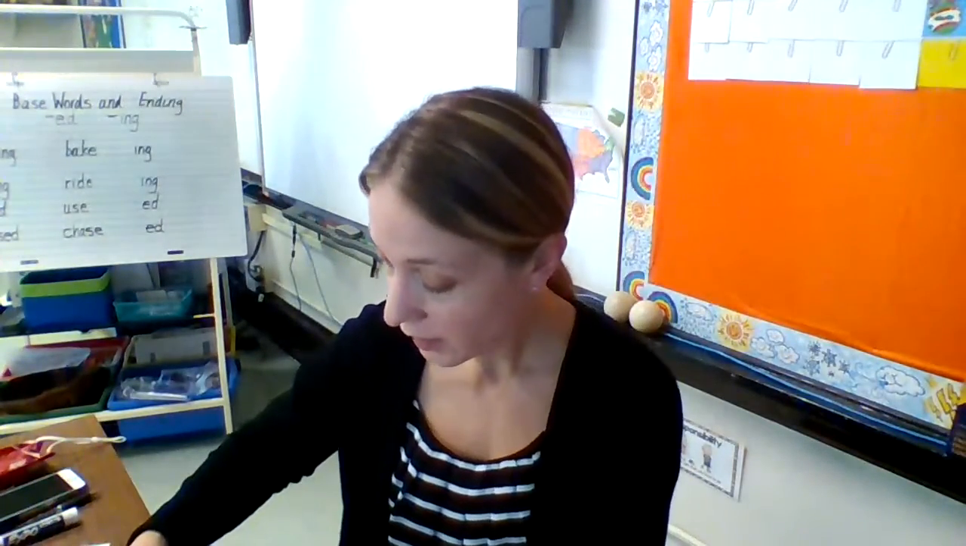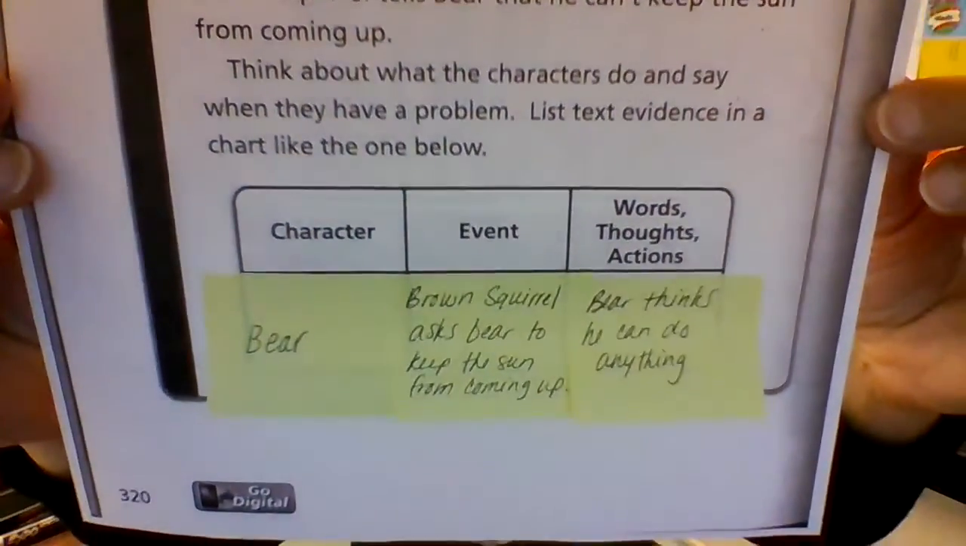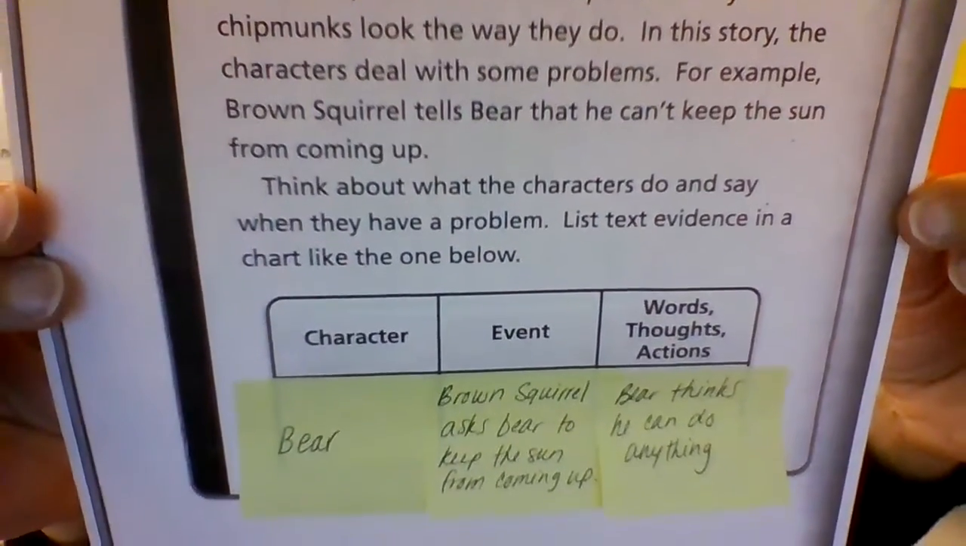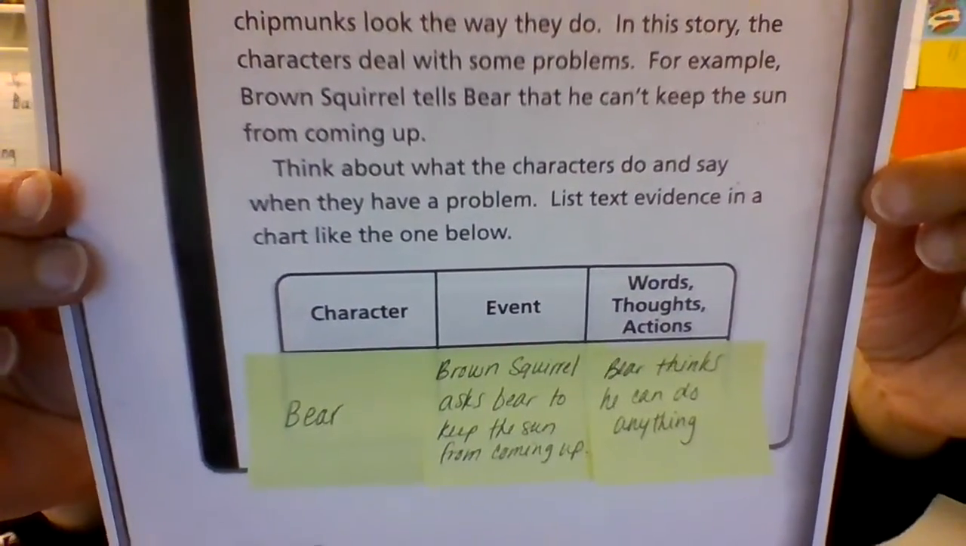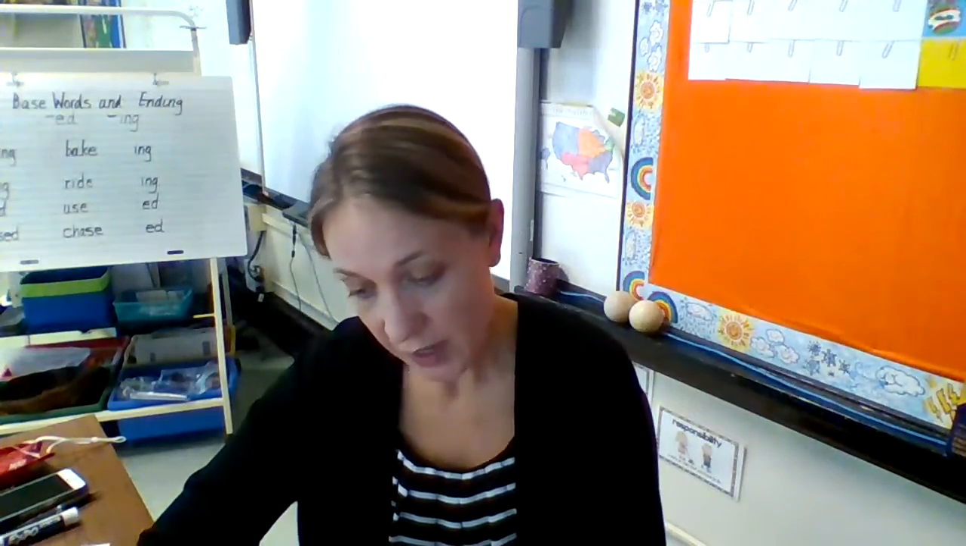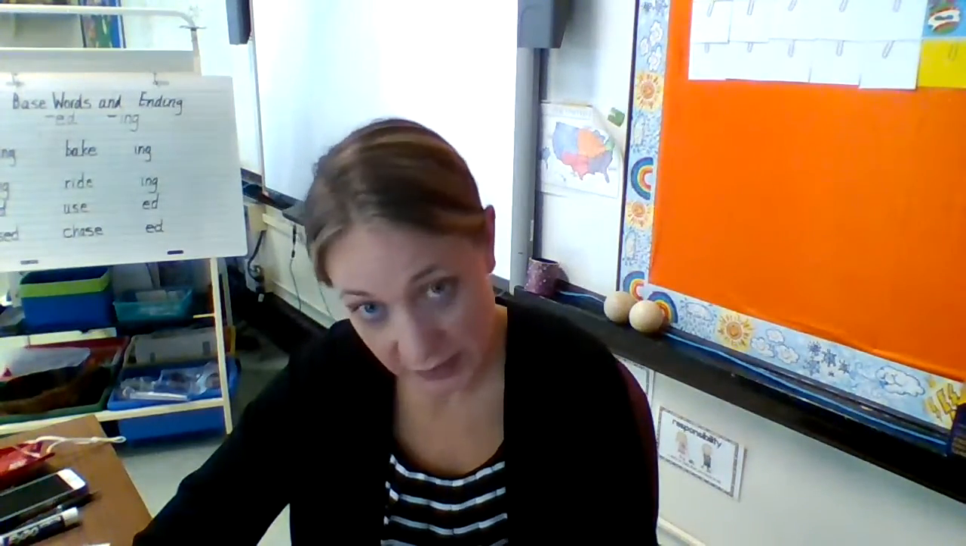And then some words, thoughts, and actions about Bear is Bear thinks he can do anything. So I'm going to put that in the words, thoughts, and actions column. And I can use a 3-column chart like this to understand Bear better in the story. Bear is the main character, so that's why we wrote his name down in the first column. And we also know that during the story, Brown Squirrel asks Bear to keep the sun from coming up. And Bear thinks he can do anything, so that's why we put that in the words, thoughts, and actions column.